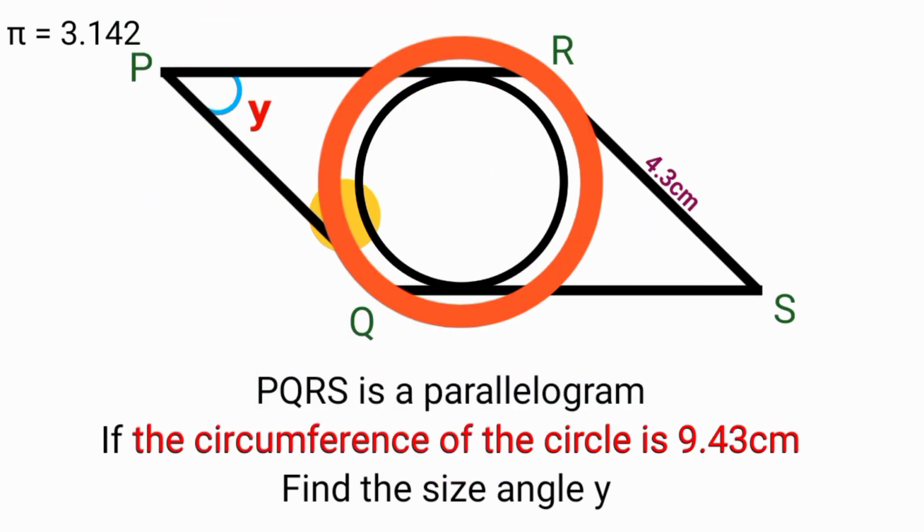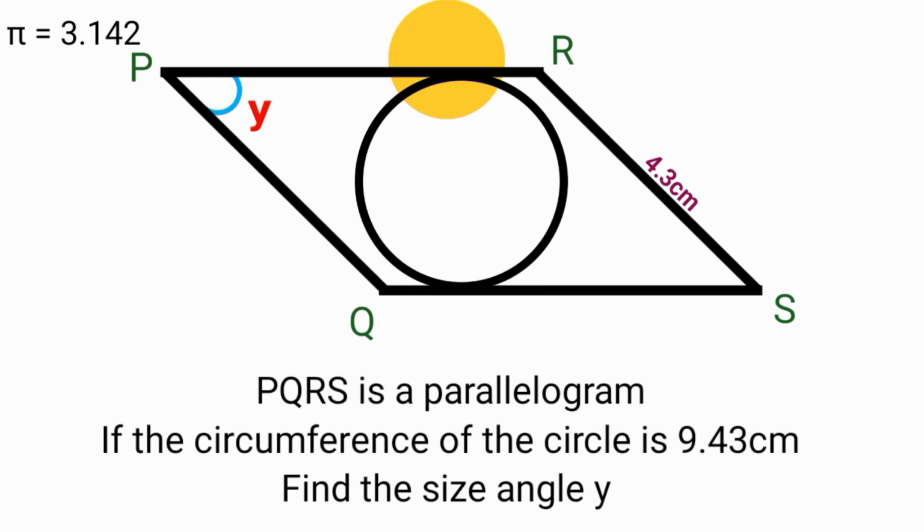So they said the circumference of this circle here is equal to 9.43 centimeters, and this line here is 4.3 centimeters. So how can we use the given information to solve for y?